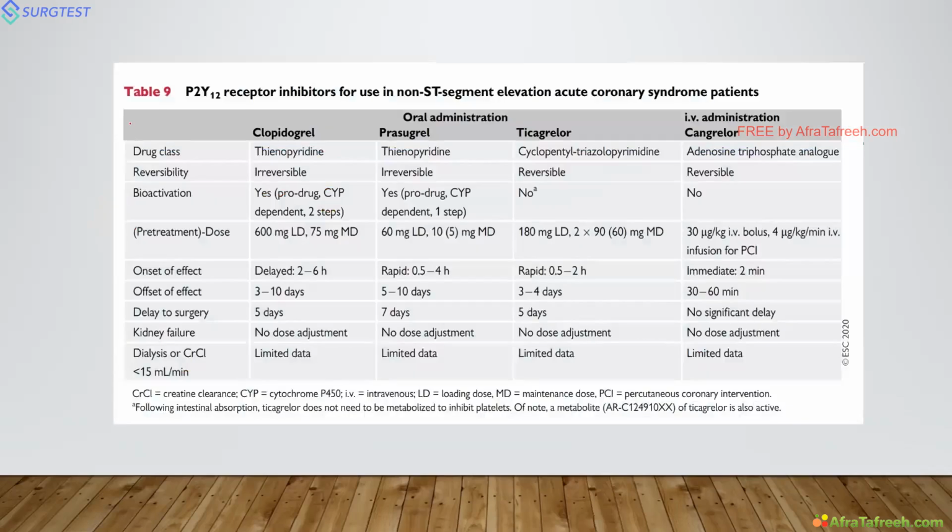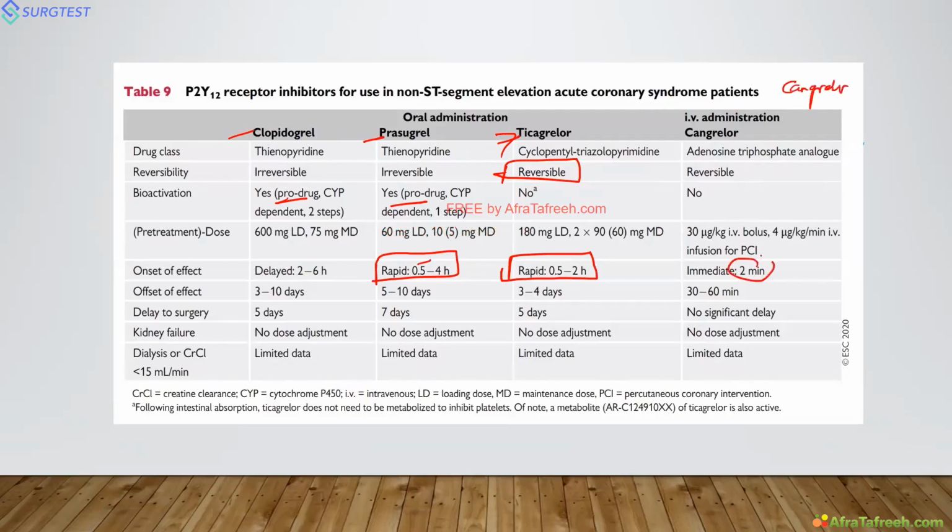Clopidogrel and prasugrel are prodrugs. Ticagrelor is a reversible inhibitor and the onset of action is 0.5 to 2 hours. Prasugrel's onset of action is also 0.5 to 4 hours. If you didn't give any P2Y12 inhibitor prior to PCI, you can immediately give cangrelor prior to PCI because the onset of action is only 2 minutes. You can give cangrelor and take the patient for PCI.